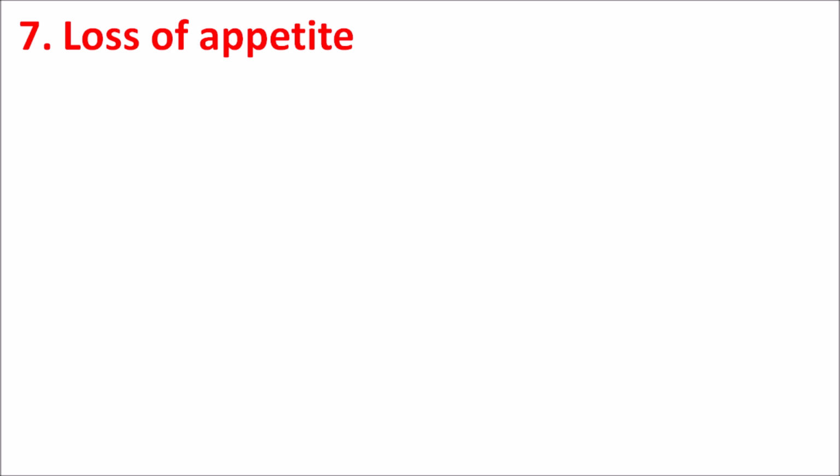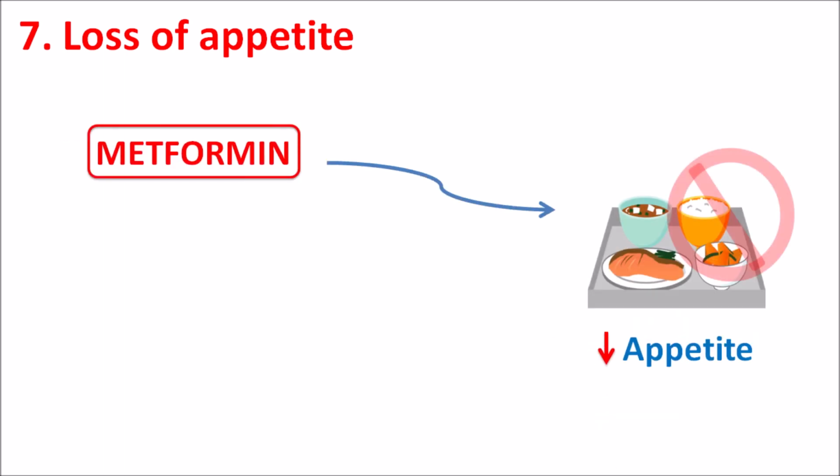Seventh one is the loss of appetite. With the use of metformin, the appetite is somewhat reduced. This loss of appetite results in weight loss, which is somewhat beneficial in patients with diabetes and obesity. But in diabetic patients with normal body weight, metformin can produce some weight loss due to loss of appetite.